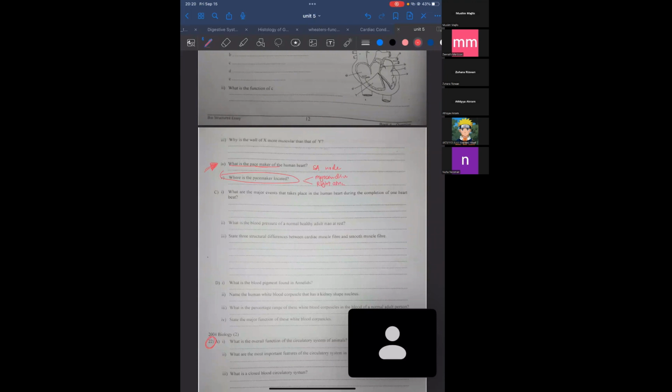What are the major events taking place in a human heart during completion of one heartbeat? I actually gave you the definition of the cardiac cycle: the sequence of events taking place in a complete heartbeat. The events, there are 3: atrial systole, ventricular systole, and complete cardiac diastole.